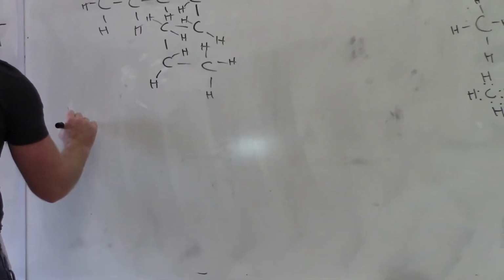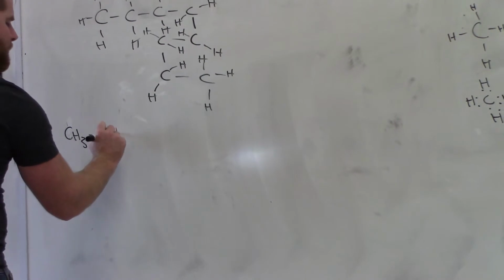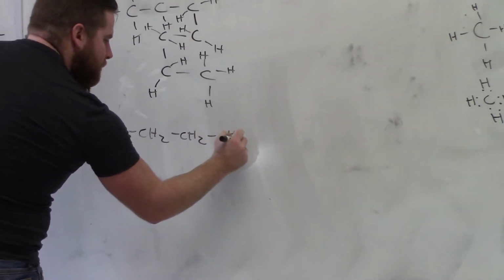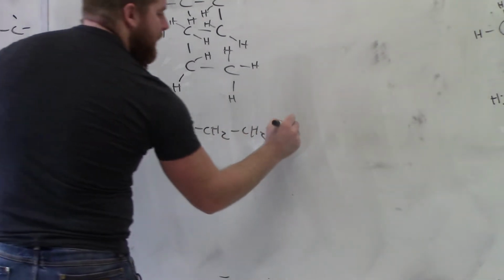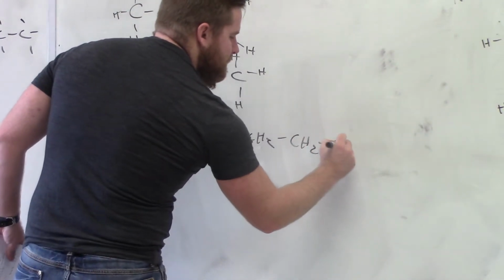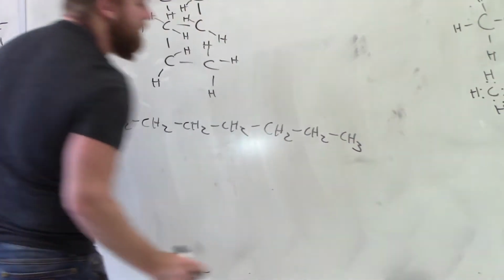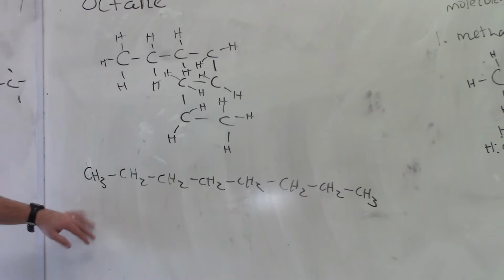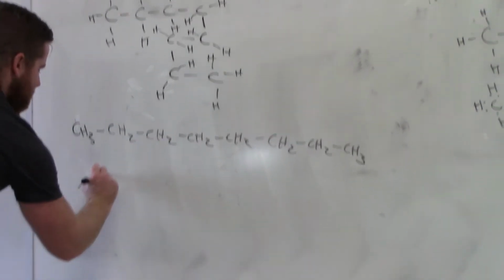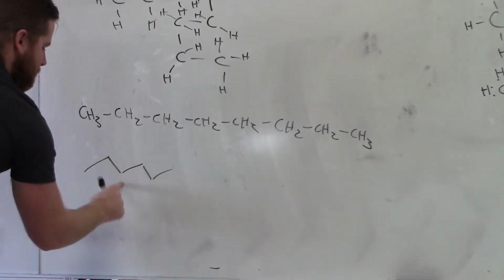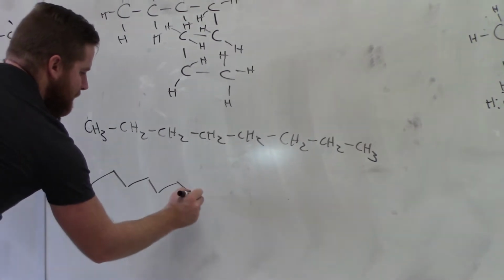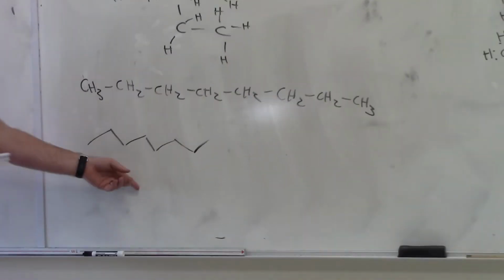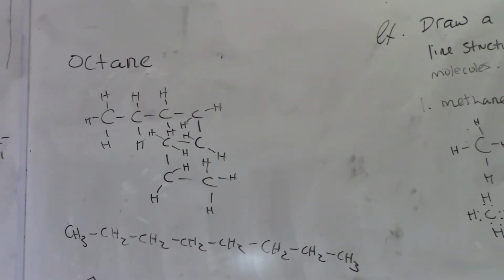The condensed structural diagram looks like this: CH3, CH2, CH2, CH2, CH2, CH2, CH2, CH3. I straightened it out just to make it a bit more clear. That's my condensed structural diagram. My line structural diagram looks like this: 1, 2, 3, 4, 5, 6, 7, 8 carbons here.